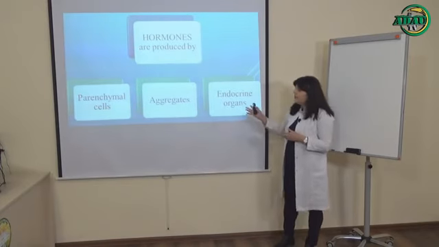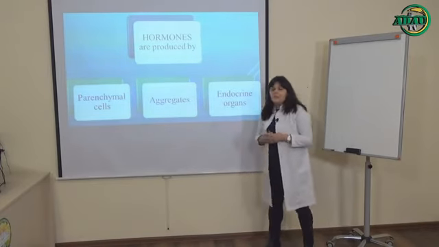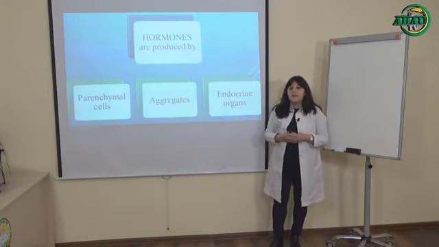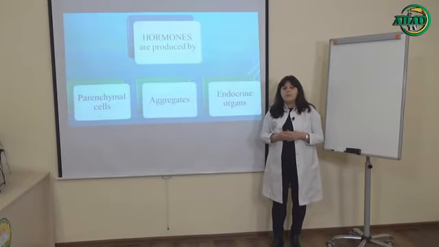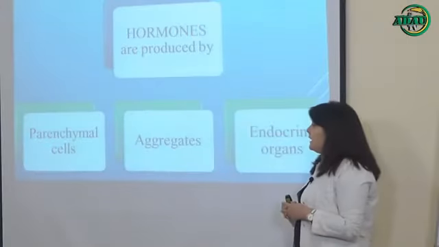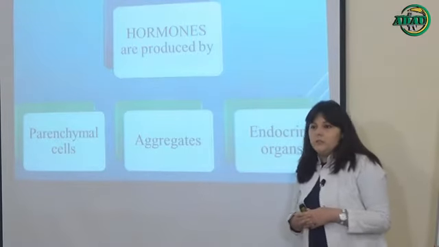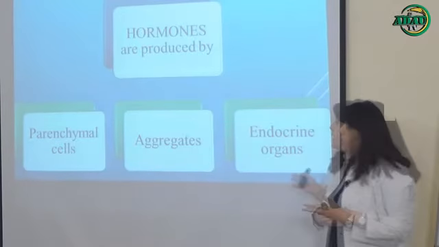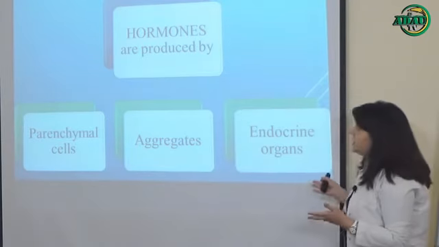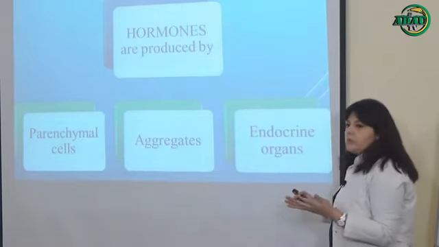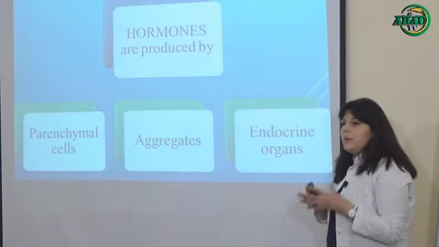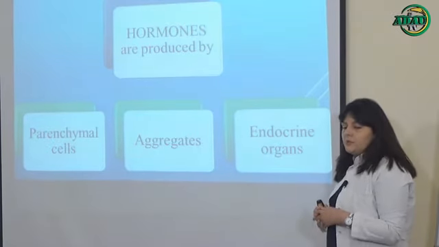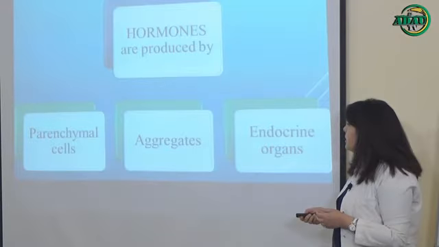Then there are aggregations of cells. An example of aggregation of cells is Leydig cells, or for example, there can be Langerhans cells. Langerhans cells are the aggregations of cells which are found in the pancreas, while the Leydig cells are the aggregation of cells which are found in the testes. So this illustration can show you that hormones are produced not only by organs, but also by single cells and by groups of cells which are found in different organs.